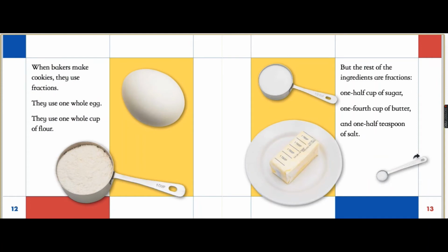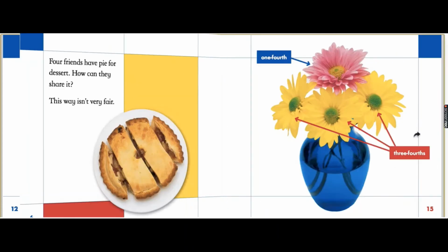When bakers make cookies, they use fractions. They use 1 whole egg. They use 1 whole cup of flour, but the rest of the ingredients are fractions. So 1/2 cup of sugar, 1/4 cup of butter, and 1/2 teaspoon of salt. So when your parents are making recipes, or maybe you might be helping them in the kitchen, pay attention to the recipes because oftentimes you'll hear those fraction words.